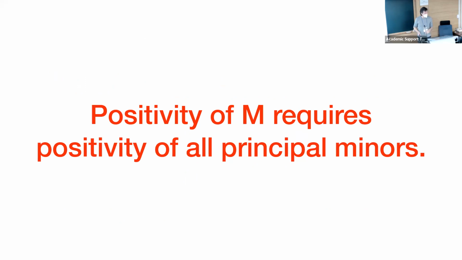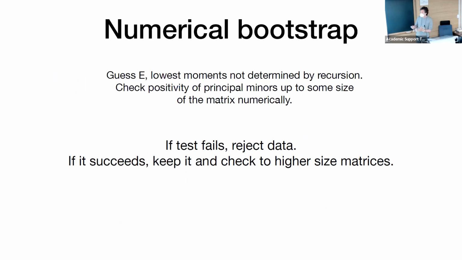So positivity of M requires positivity of all the principal minors. So the numerical bootstrap is: you guess the energy, you guess the lowest moments that are not determined by recursion. Then you construct the Hankel matrix up to some size, and you check positivity of the principal minors for that value of the energy and this value of the moments numerically. If it fails, you say, okay, that was not the energy, so we start again. In this sense, this is a brute force approach. You reject the data. If you succeed, you keep at it and check higher size matrices.